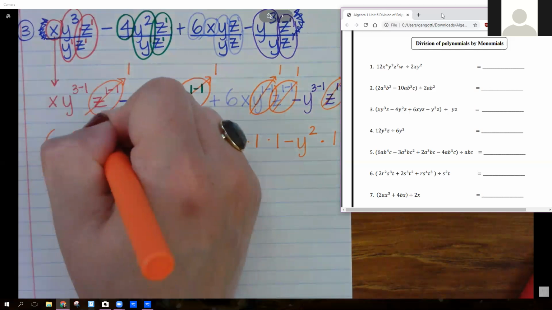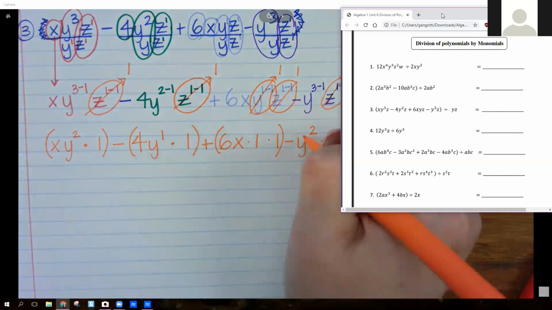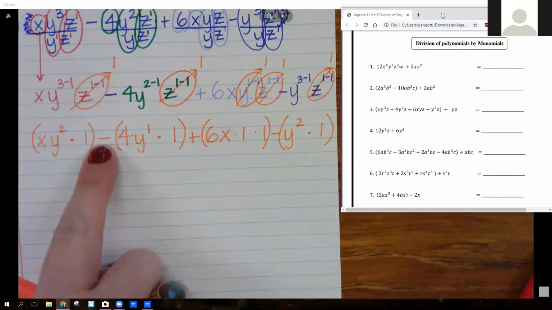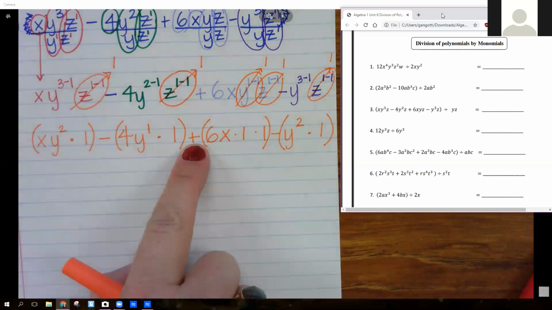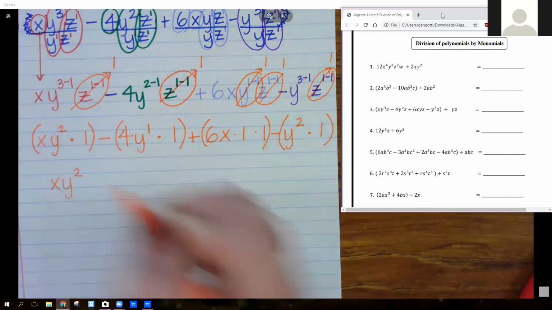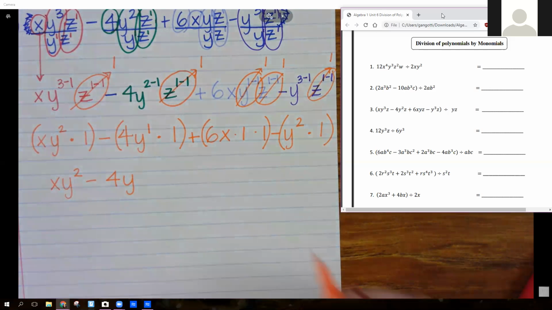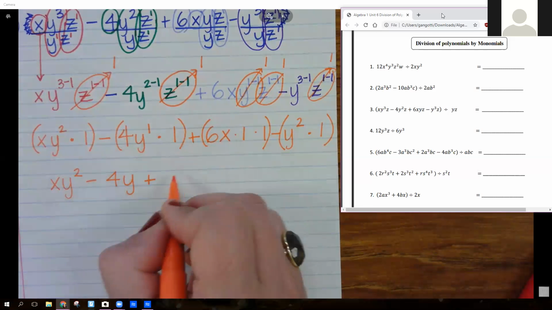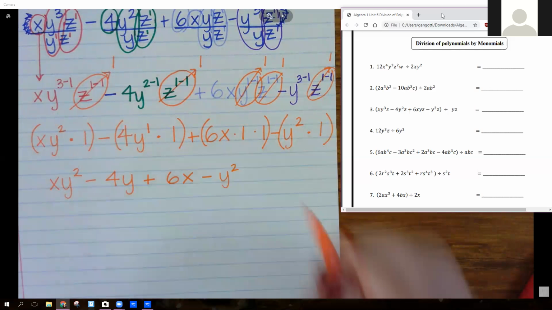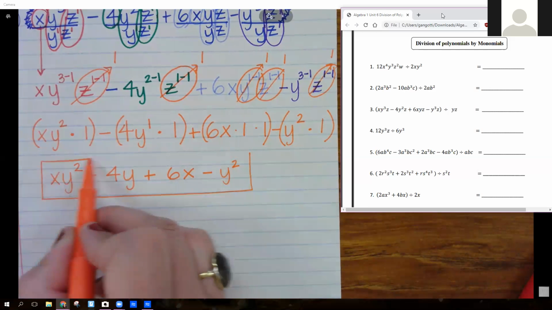So this looks like a lot also. So let's kind of, I'm going to put parentheses around each of the terms so that it doesn't look too crazy. Remember, addition and subtraction are what separates your terms. So I have a subtraction here, I have an addition here, and another subtraction. So this will be xy squared minus 4y plus 6x minus y squared. And that's your answer. You can't combine any further.